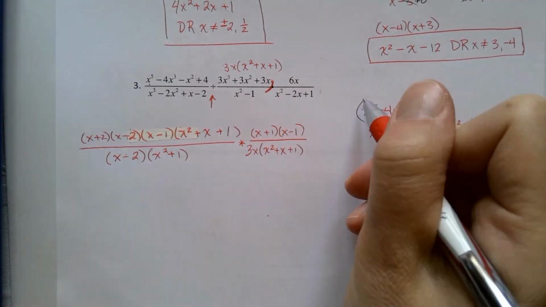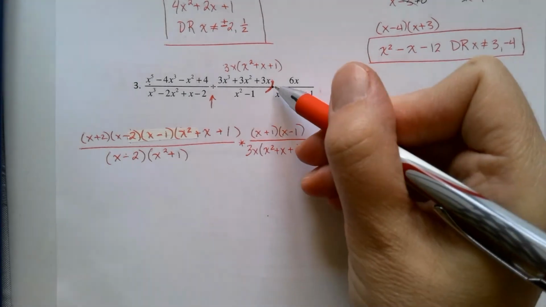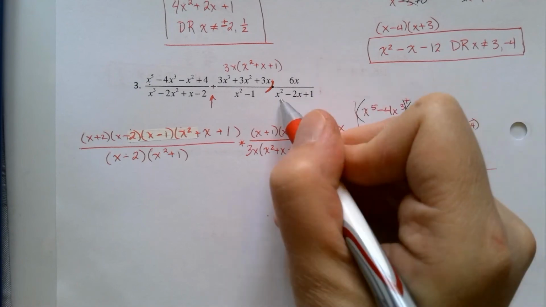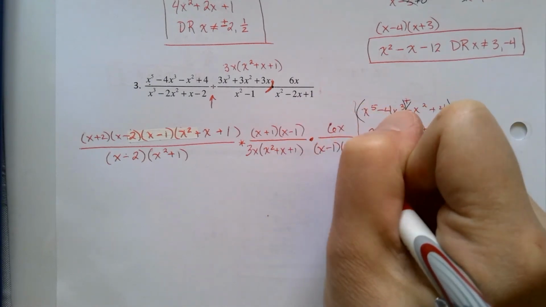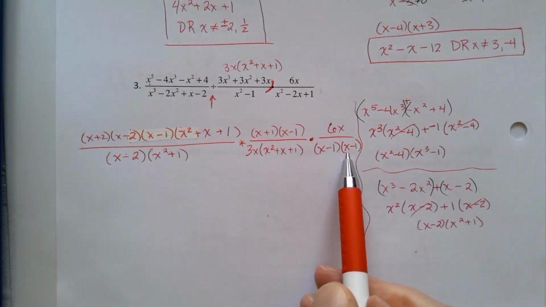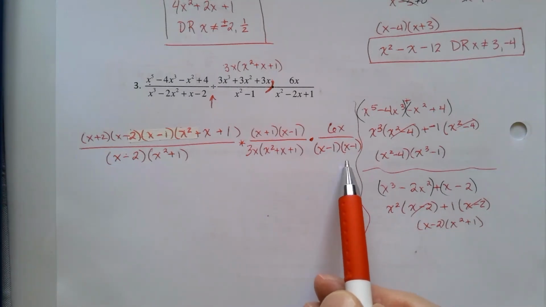Okay, last piece, let me see if I can squeeze it in here, was multiplication, so I'm going to leave it, and the 6x stays up here. And let's see if we can factor this. Looks to me like an x minus 1 times x minus 1. Now, this is a perfect square, and we would normally write it as x minus 1 quantity squared, but I want to see the two pieces as I cancel.